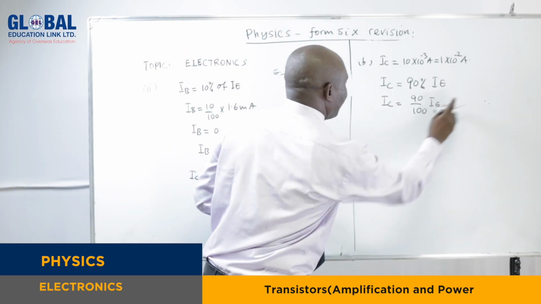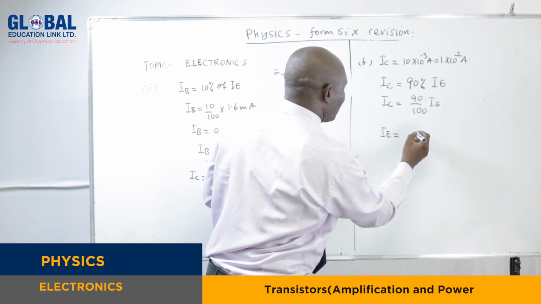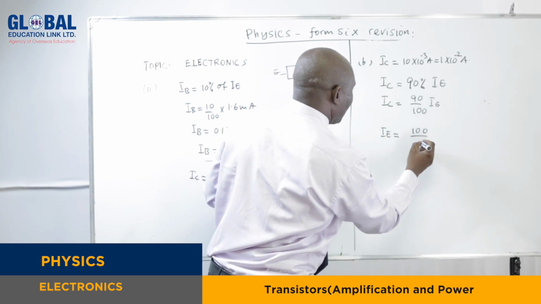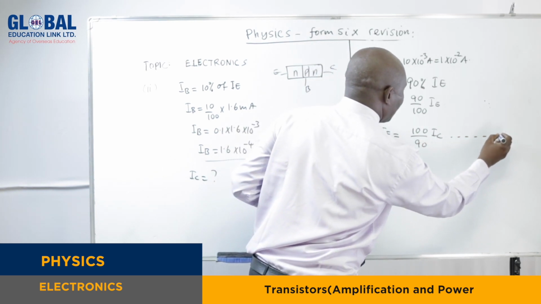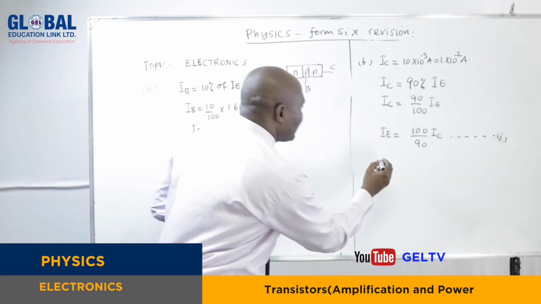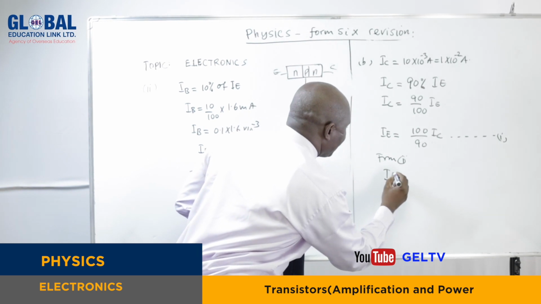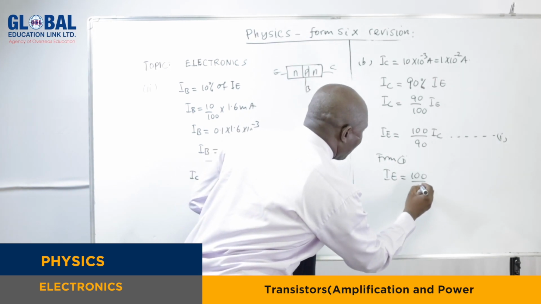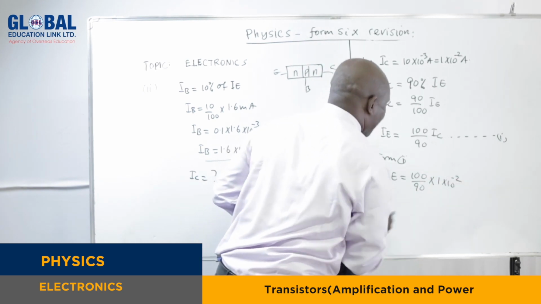Even here you can make arrangements. You can find what IE is. IE equals 100 over 90 IC. That is number 1, I think. Because IC is given, you can find IE from number 1. IE equals 100 over 90 times 1 times 10 negative 2.